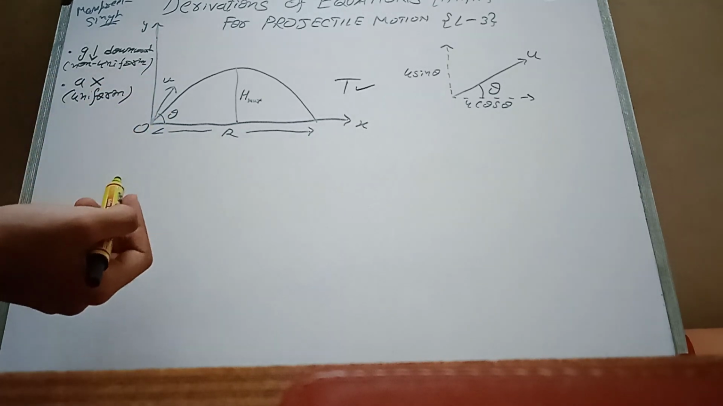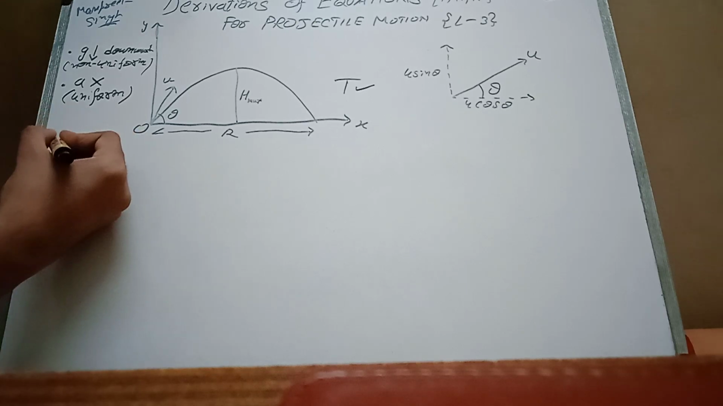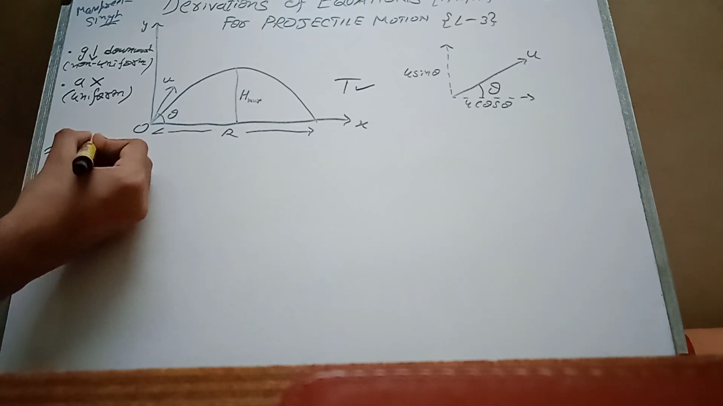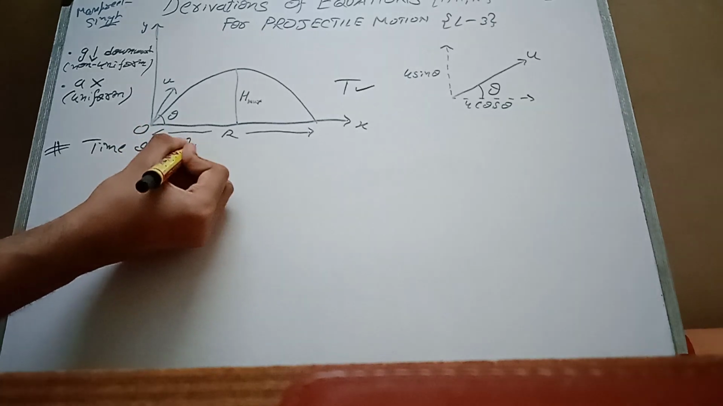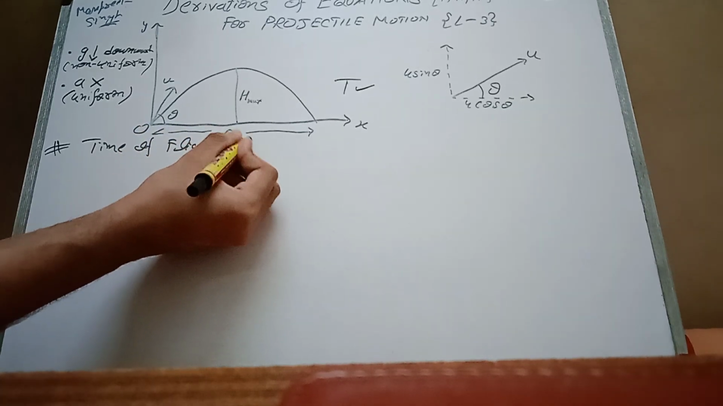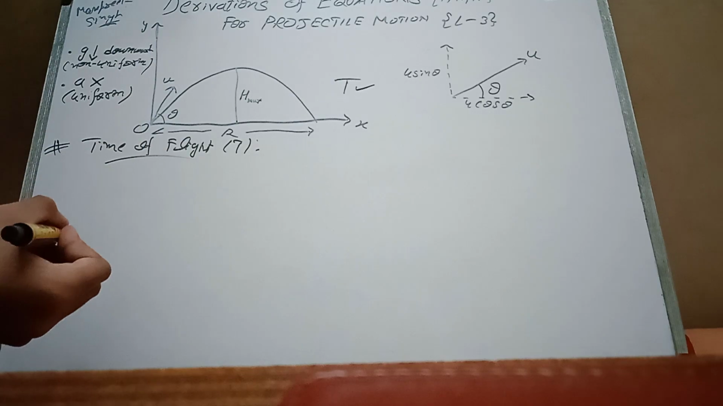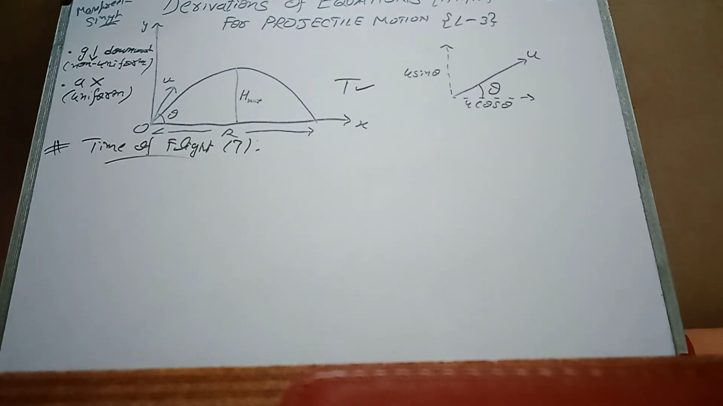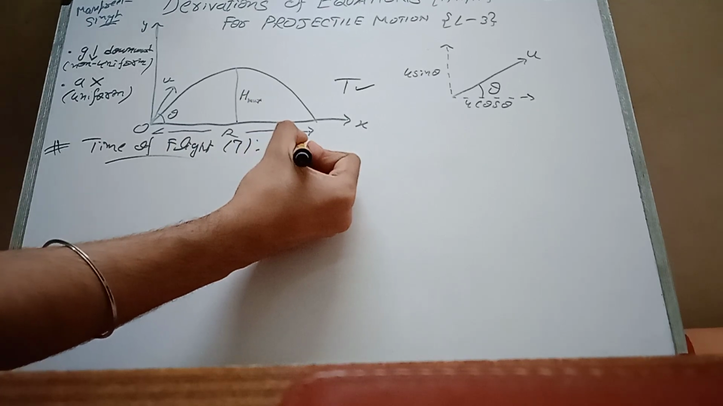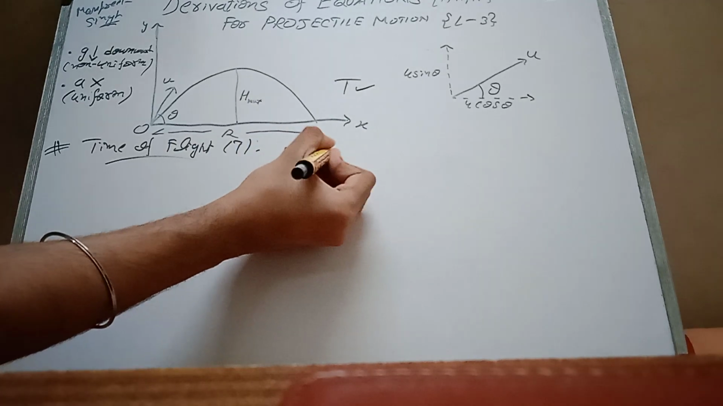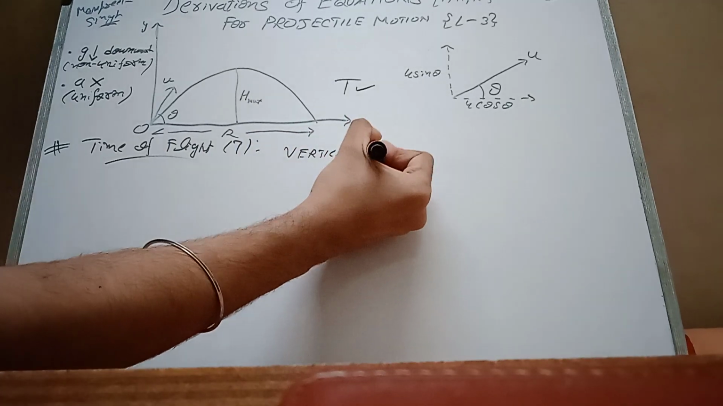Let us jump on to the derivation for what? For time of flight, capital T. I have told you that you have to take the vertical direction motion. So let us take the vertical direction motion. I am writing here: vertical direction motion.